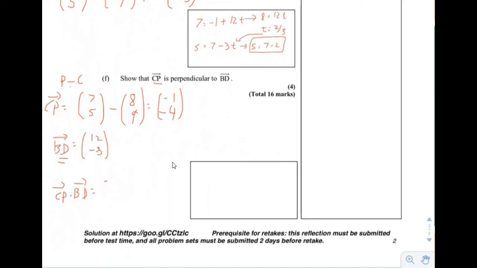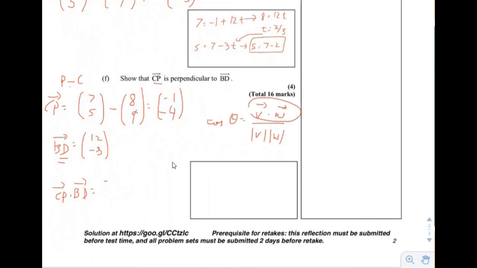Then it says to show that this vector we just found is perpendicular to BD. BD we grab from up top, it's going to be 12, negative 3. Whenever they say perpendicular or parallel in this unit, they're expecting you to use the formula that cosine of theta is equal to vector V scalar product vector W divided by the magnitudes of each of those vectors. When the vectors are perpendicular, cosine of theta is 0. So all you need to do is find the top part, and if you find that is 0, then you don't need to do the rest.